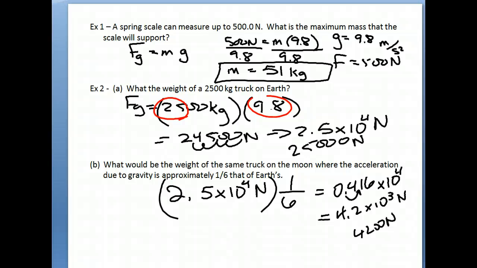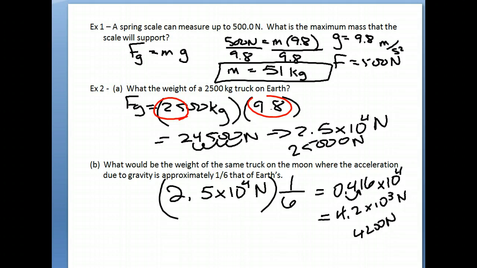All right, we'll pick up from Section 1, Lesson 1 in Unit 2, looking at dynamics. In the example we went through here in class, we're looking at how to calculate the force of gravity. So, example 1: a spring scale can measure up to 500 newtons. What's the maximum mass that the scale will support?